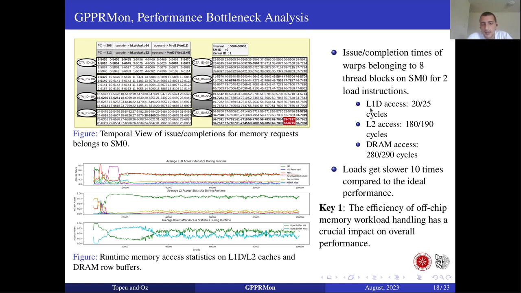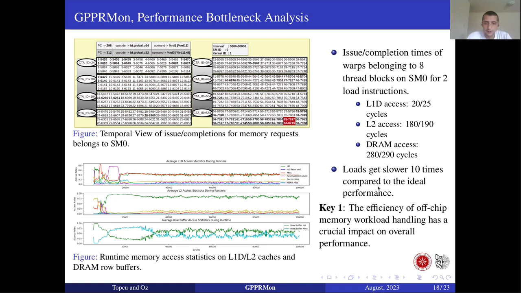The ideal L1 data cache access cycle is 20-25. The ideal L2 cache access cycle is 180-190, and the ideal DRAM access cycle is 280 to 290 cycles. However, as you can see, for the first instruction, these load operations cause long latency memory operations for each thread block. For example, I've selected an operation's issue completion times. The difference between issue and completion times is bigger than 100-500 cycles, which is a long latency operation. By utilizing this temporal view option, you can see the issue completion times of each warp memory operation.